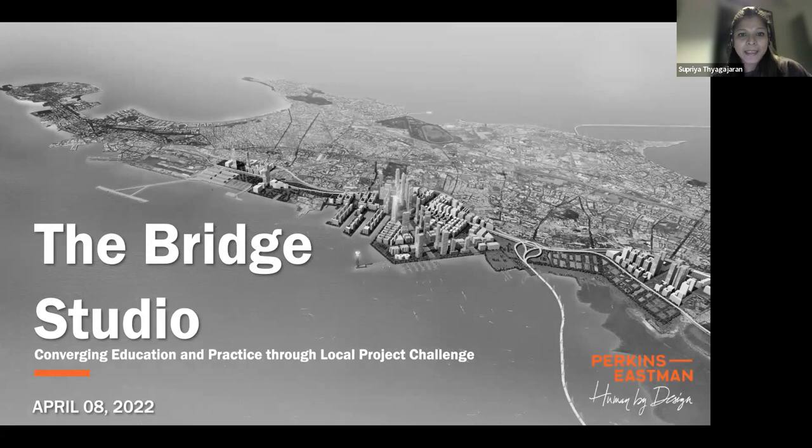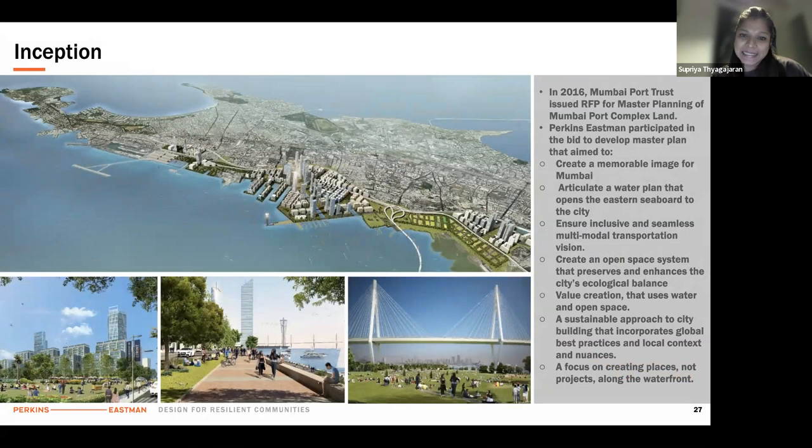So it all started in 2016 when Mumbai Port Trust issued an RFP for master planning of 873 hectares of Mumbai Port complex land. This was initially used as port lands and is now derelict and underused, but still belongs to the Mumbai Port Trust. Perkins Eastman, a global architectural design firm, was invited to participate in the bid. This was an exciting prospect, not only for the firm, but personally for me.